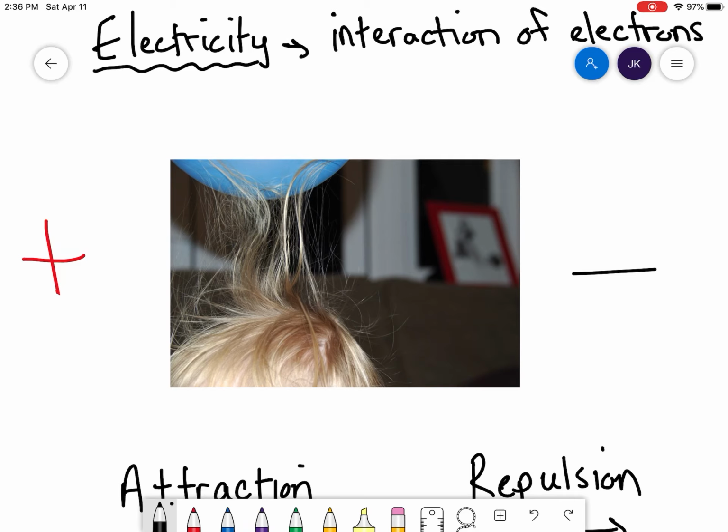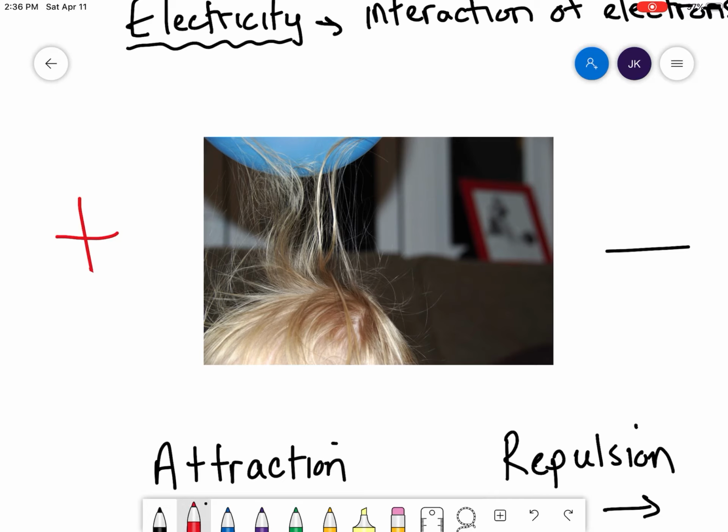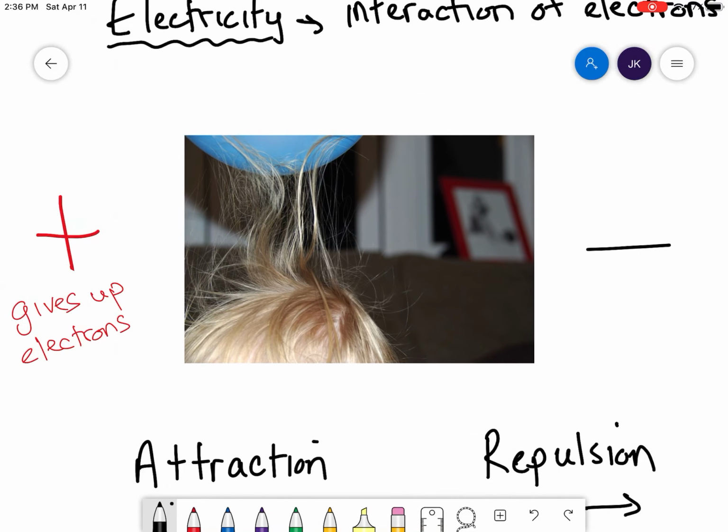Some materials and the atoms that they are made up of easily give up their electrons. And when an atom or that material gives up electrons, it becomes positive. And when a material and the atoms it's made up of gain electrons, that material and those atoms become negative. This positive and negative are the positive and negative charges.